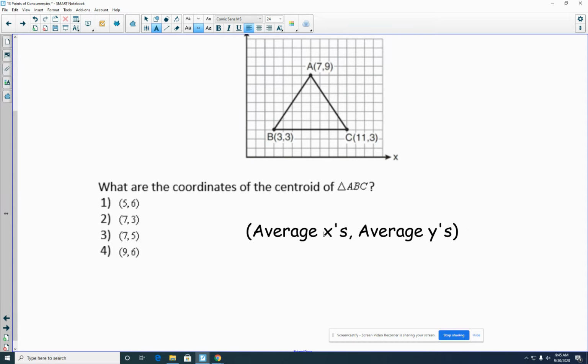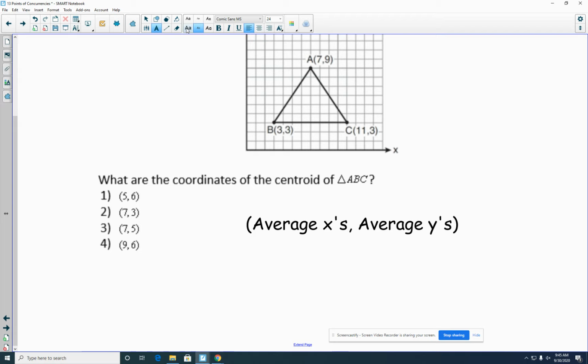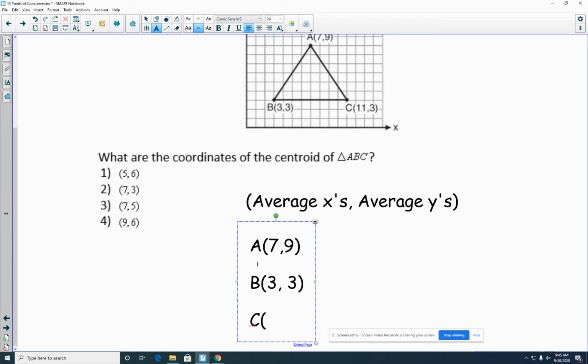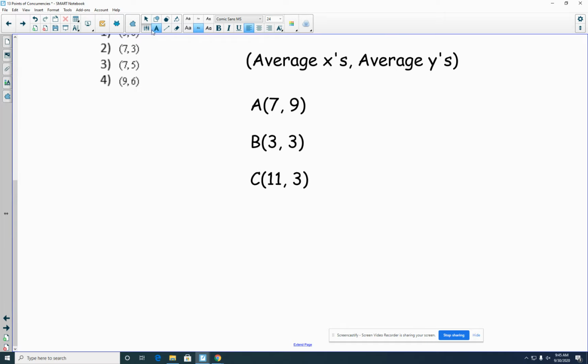So essentially, if I have to find the average of the x's, well, let's write down our 3 points. What 3 points do we have? We have A, which is (7, 9). We have B, which is (3, 3). And then we have C, which is (11, 3). Okay, so let's circle our x's and our y's. Our x values are these values right here, and then your y values are these values right here.